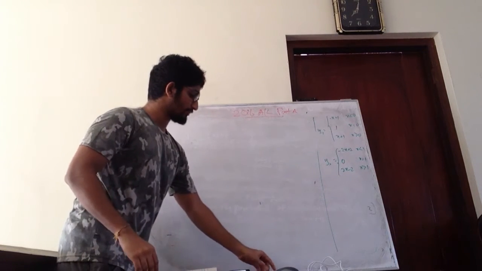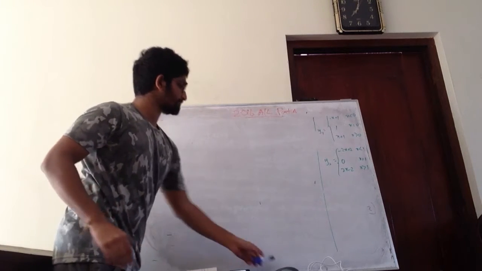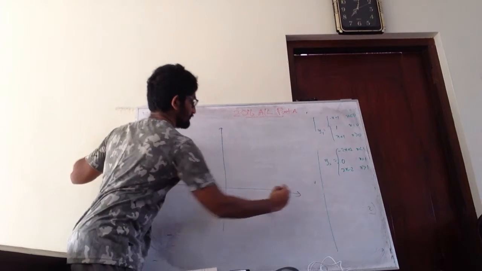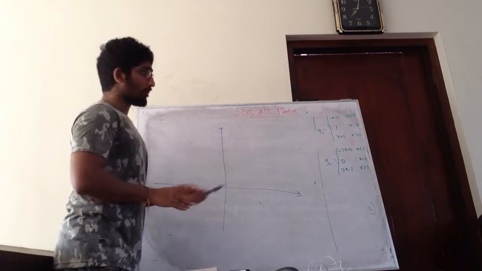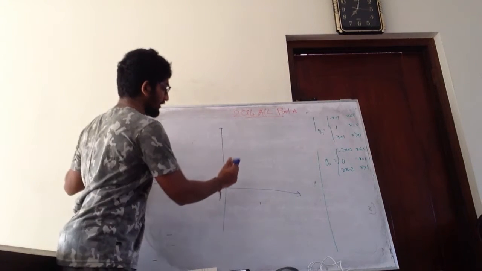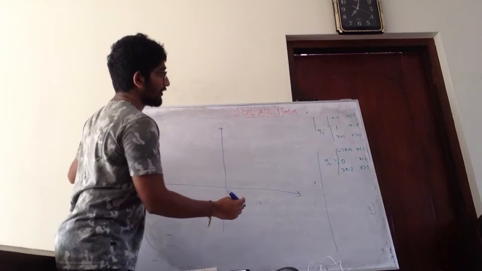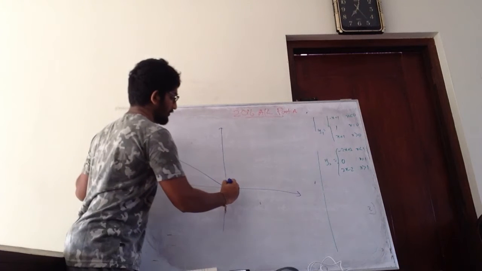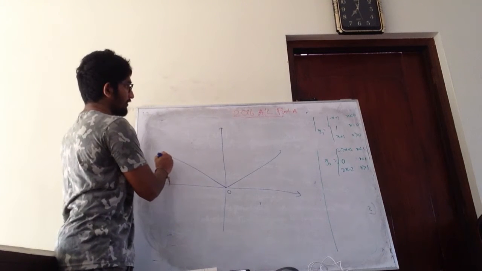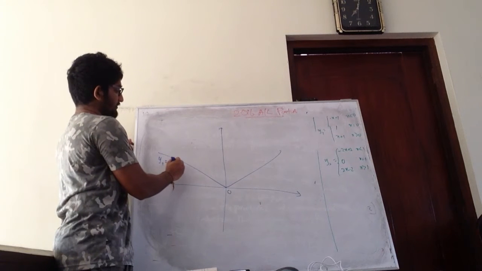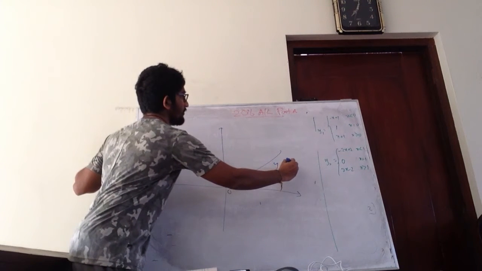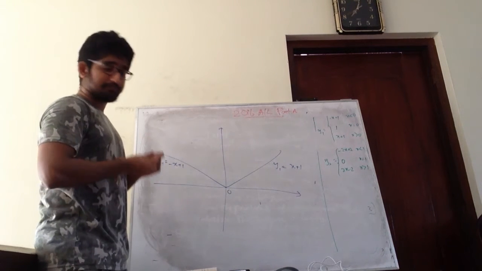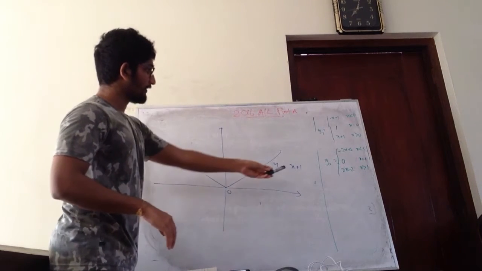Okay, so how to draw the graph? Right, so now when I draw the y1 graph, y1 starts from here, 0, where x is less than 1. This is y1 equals minus x plus 1. This is y1 equals x plus 1. Correct, no? Right? Then what? Then the y2.